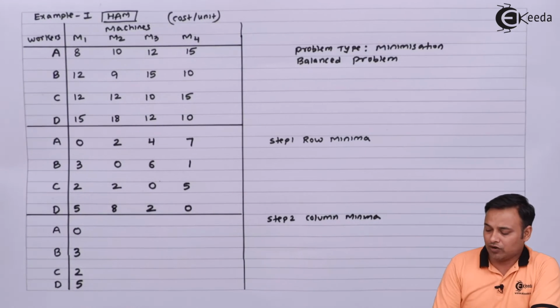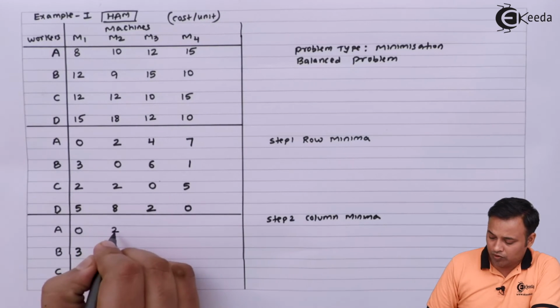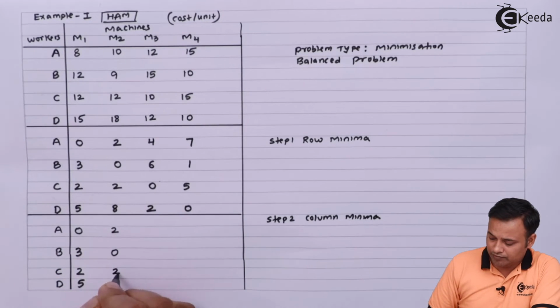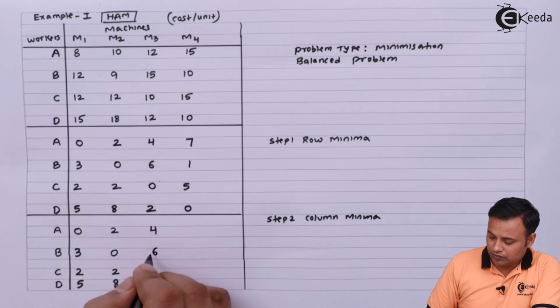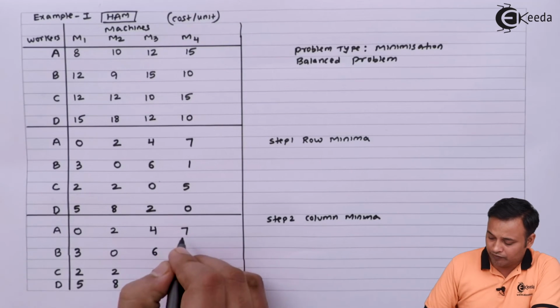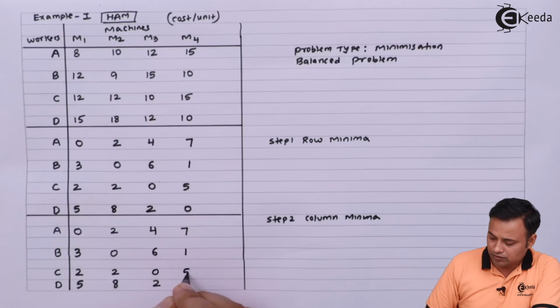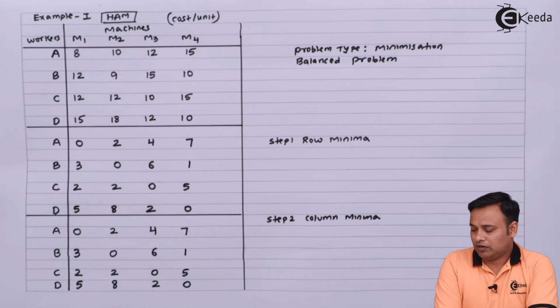In the same way, second column में lowest number is 0. So I'll subtract 0 from all the numbers, so it will remain same. Same for the third column. फोर्थ कॉलम में सबसे छोटा वाला नंबर है 0, वहां पर भी हम वही करेंगे. So after doing column minima, we are now ready with the table which will help us to get the solution.